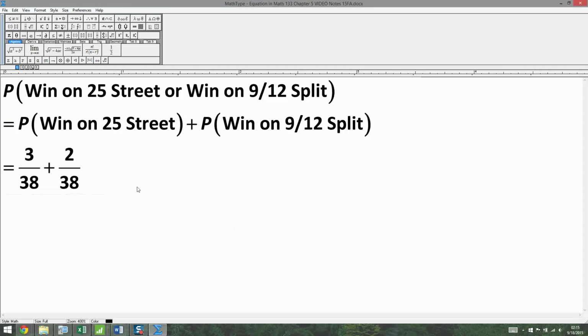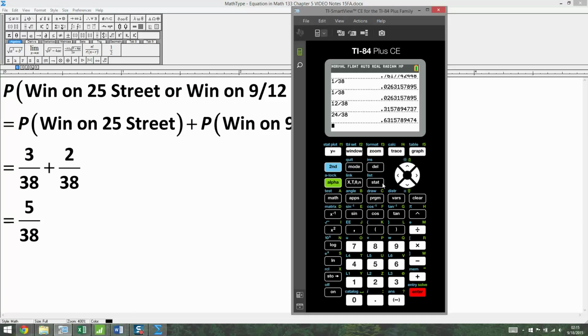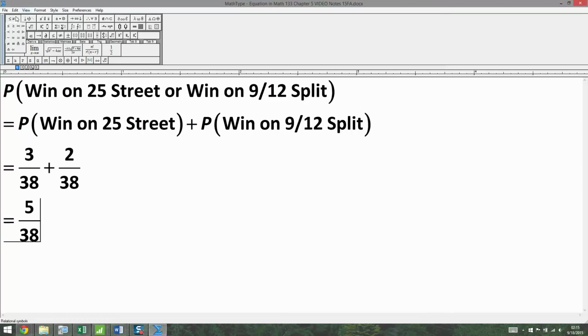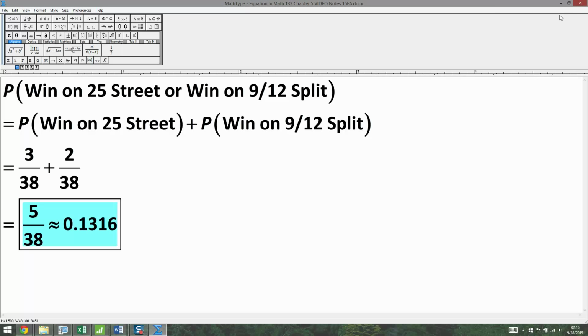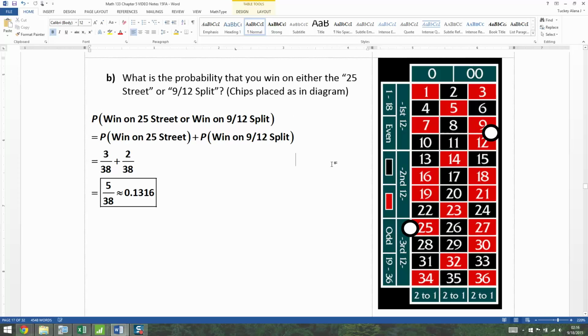Now, for disjoint events like these, you might be thinking this is really simple, and it is, right? All you kind of have to do is count the spaces that work for that particular setup. What's going to be interesting is what if they're not disjoint? What if they're not separated? These 2 bets that you're making, 25 street and 9-12, they're separated by a great distance on the board, so they're not overlapping. But what if they did overlap? Then what would happen? So 5 out of 38 is 0.1316 when we round. And there we have it. Again, remember, we usually round to 4 decimal places for probability.